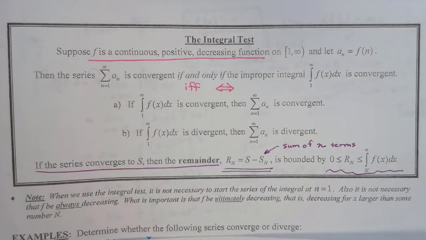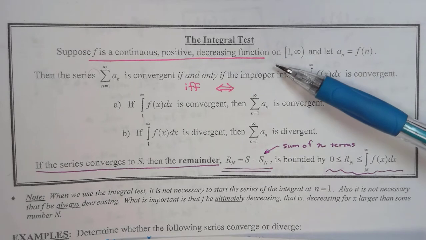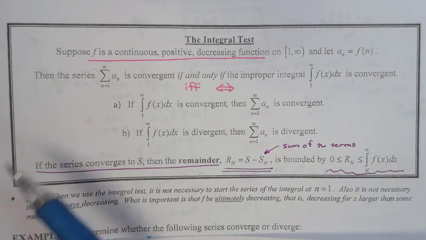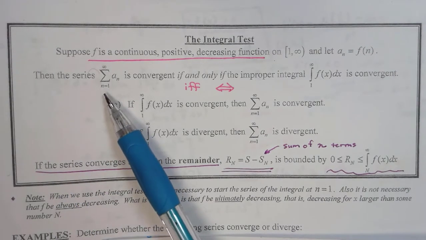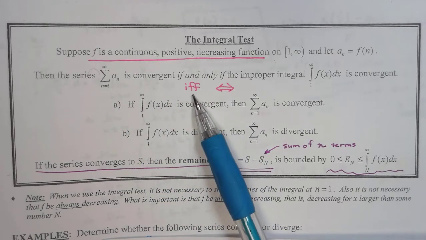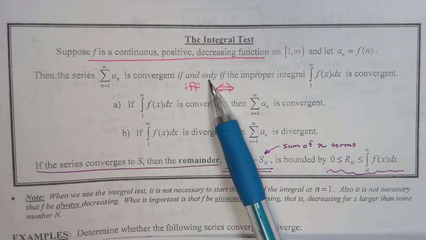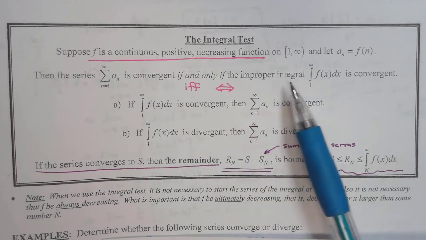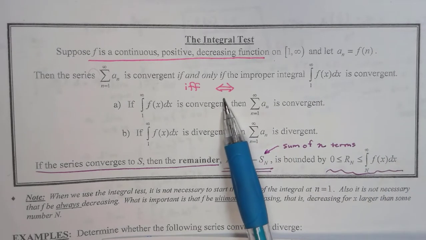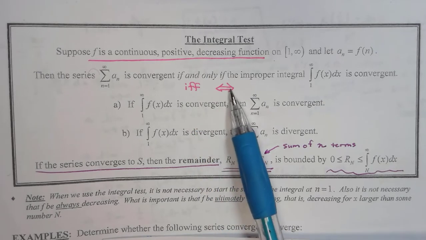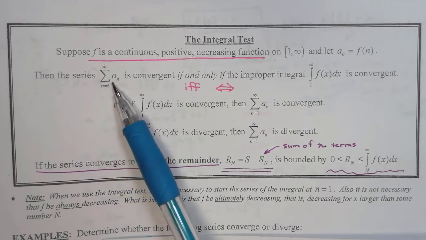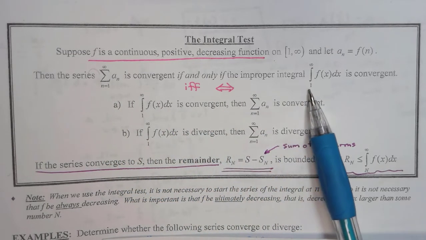The integral test. Suppose f is a continuous, positive, and decreasing function on the interval from 1 to infinity, and let a sub n equal f of n. Then the series, the sum of all my terms from 1 to infinity of a sub n, is convergent if and only if, which in mathematics is written iff, the improper integral from 1 to infinity of f of x is convergent. That double arrow also represents if and only if. So the series is convergent if and only if the integral is convergent.